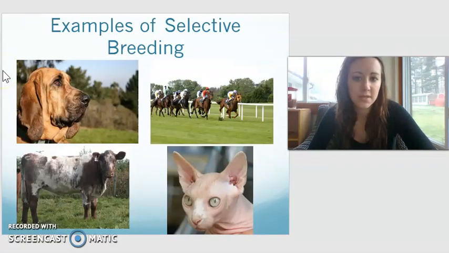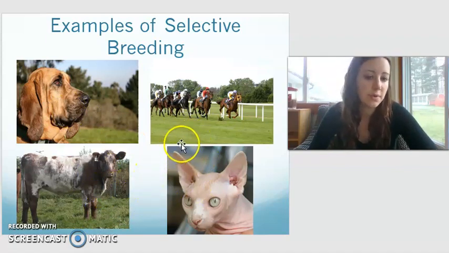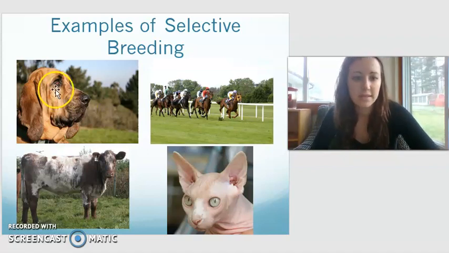Another example would be selective breeding of dogs. We want certain dogs to have certain traits. We're going to choose dogs that have that trait and breed two similar dogs that have that trait together. You can do the same thing for cats to come up with hairless varieties. Cattle, horse racing: we're going to breed the two fastest horses together in order to have an offspring that is even faster. That's selective breeding.